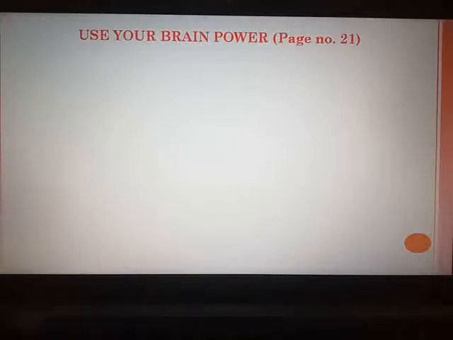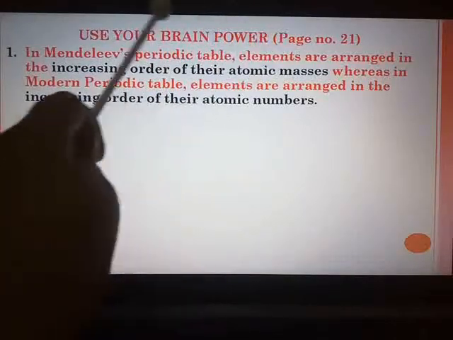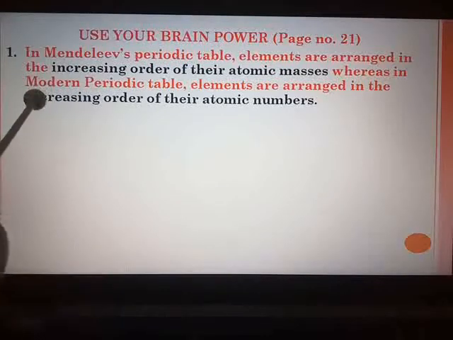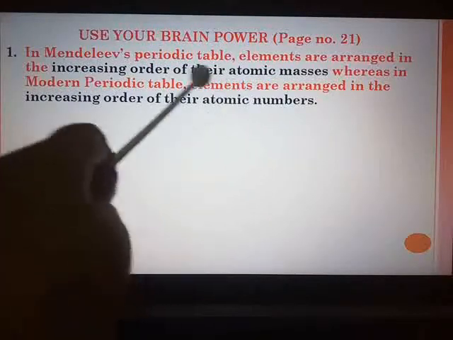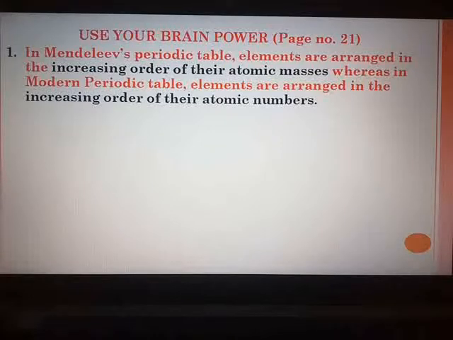So, your first statement should state what Mendeleev's periodic table is based on and what the modern periodic table is based on. So, your first statement says, in Mendeleev's periodic table, the elements are arranged in increasing order of their atomic masses, whereas in the modern periodic table, elements are arranged in increasing order of their atomic numbers. This is your first explanation.